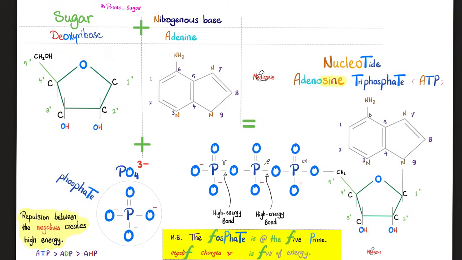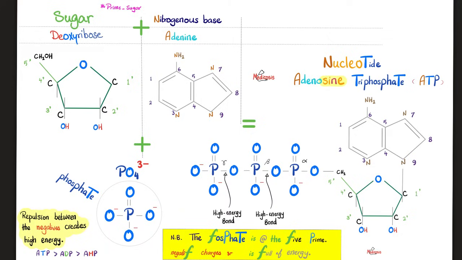Another point to remember, again for the gazillionth time, the phosphate is at the 5' end. Phosphate 5. The phosphate is at the 5. Phosphate has a 5', which means it's attached to the sugar. Hashtag prime sugar. Phosphate is not attached to the base. It is attached to the prime sugar.